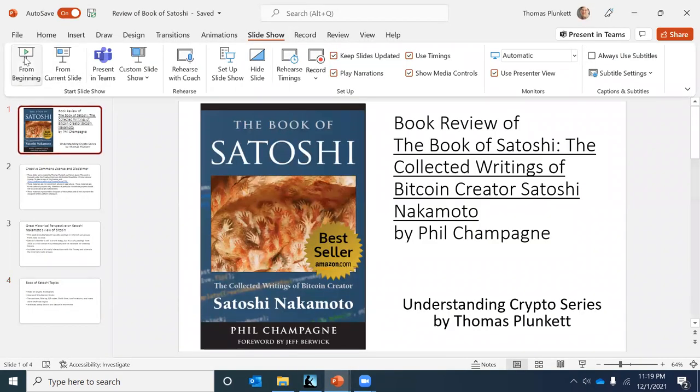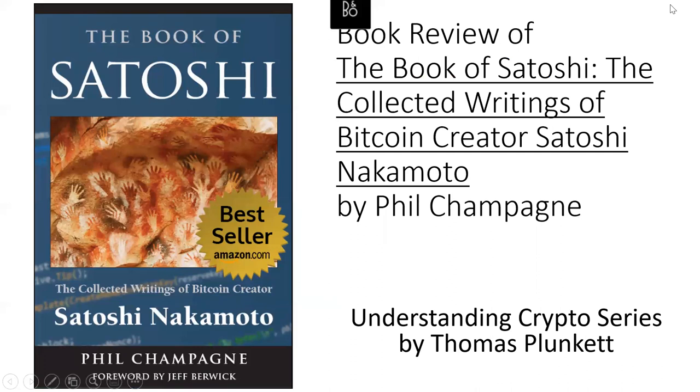Again, this has been a very short book review of the Book of Satoshi, The Collected Writings of Bitcoin Creator Satoshi Nakamoto by Phil Champagne. Highly recommend this for anyone interested in how Bitcoin got started and what Satoshi's philosophy and perspective was on this electronic cash system that he created back in 2008.